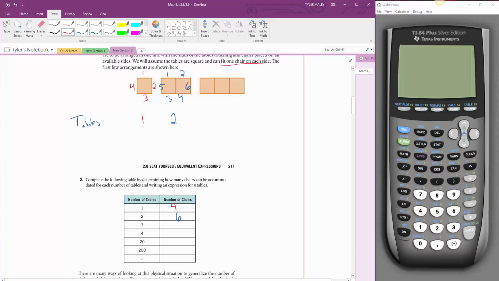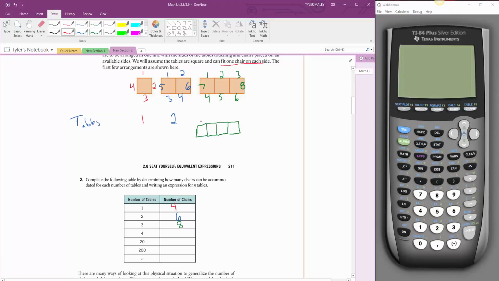Right, so now we can look at what if I have 3 tables. So I have 1, 2, 3, 4, 5, 6, 7, 8. So I would have 8 total for 3 tables. For 4 tables, we don't have something like that drawn, but if you still didn't see the pattern, we could certainly draw 4 more.